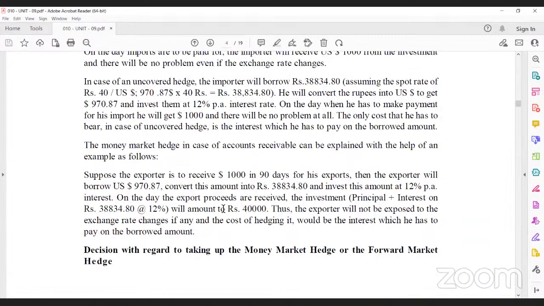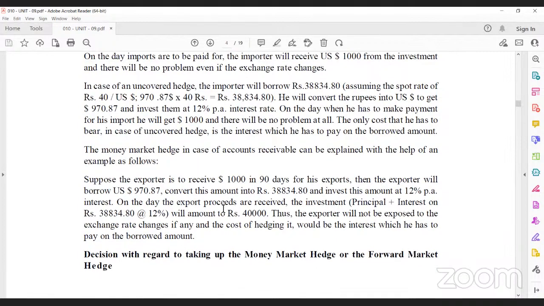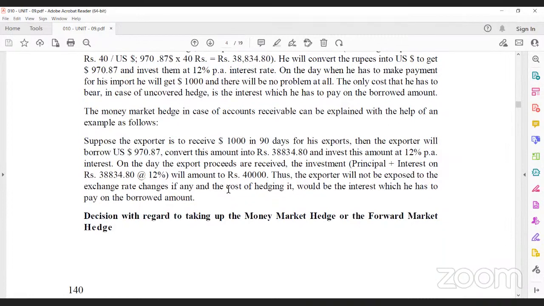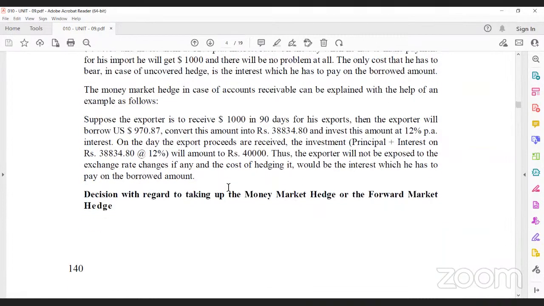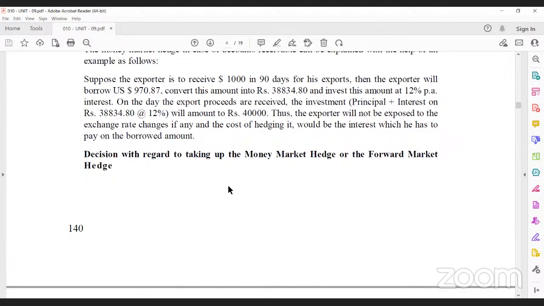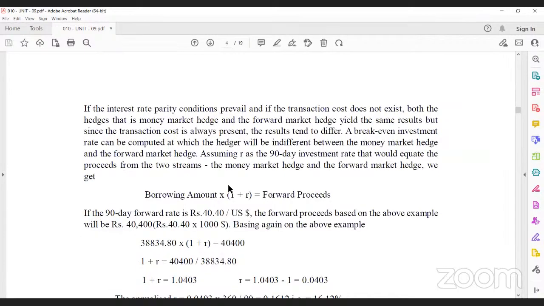Now, similarly, on the same lines, an example is given here for understanding hedging in case of accounts receivable. This is hedging in case of payables, covered and uncovered. And next we have receivables, covered and uncovered. Moving on to understand decisions with regard to taking up the money market hedge or the forward market hedge, which one is the best choice? Suppose the interest rate parity is prevailing and the transaction cost doesn't exist.